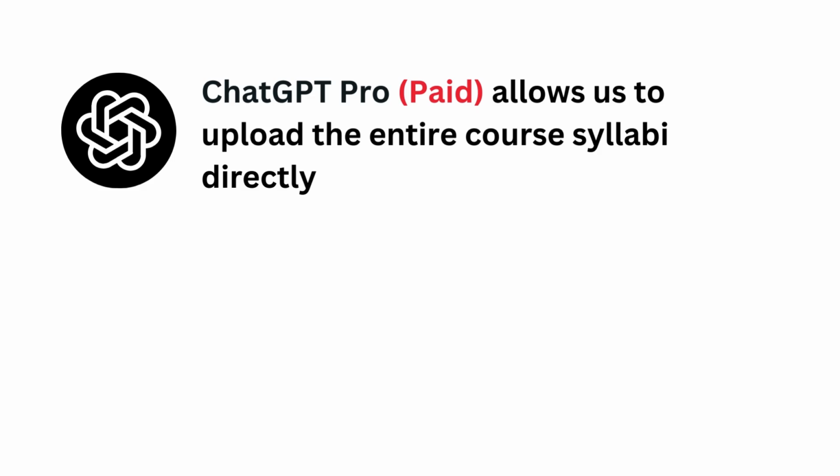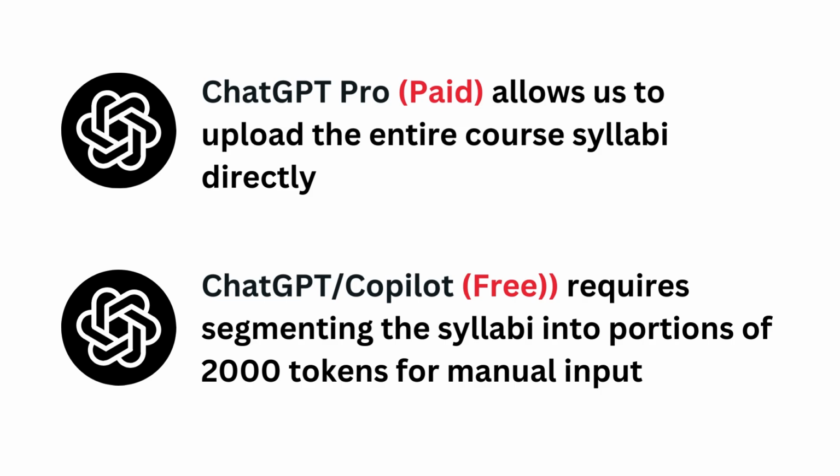Utilizing ChatGPT Pro, we can upload the entire course syllabi directly, unlike the free versions of ChatGPT or Copilot, which require segmenting the syllabi into portions of 2,000 tokens for manual input. This segmentation is necessary for the free versions due to their token limit. Once uploaded, ChatGPT can process and retain the syllabi for future interactions, streamlining subsequent queries or tasks.